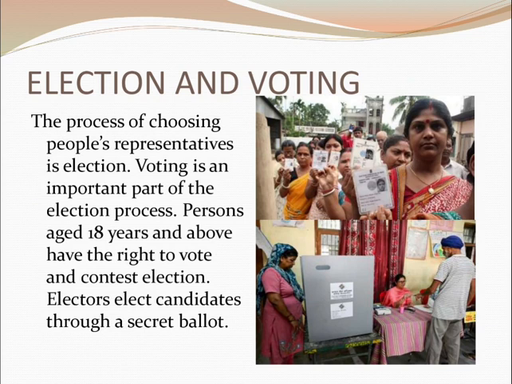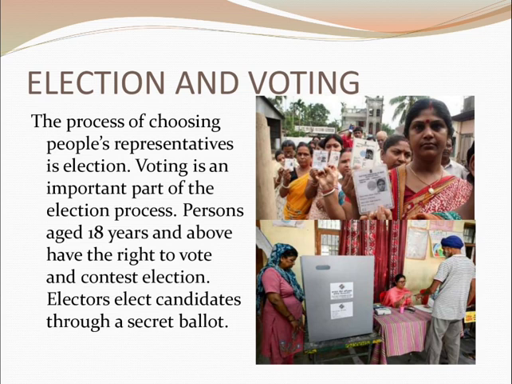Now let us study about the responsibilities of the citizens. Before going to that, what is election then? Election and voting. The process of choosing people's representatives is called election. Voting is an important part of the election process. A person who is aged 18 years and above has the right to vote and contest in election. Electors elect candidates through a secret ballot. Each candidate here is given a symbol. Even illiterates can vote with the help of the symbol.